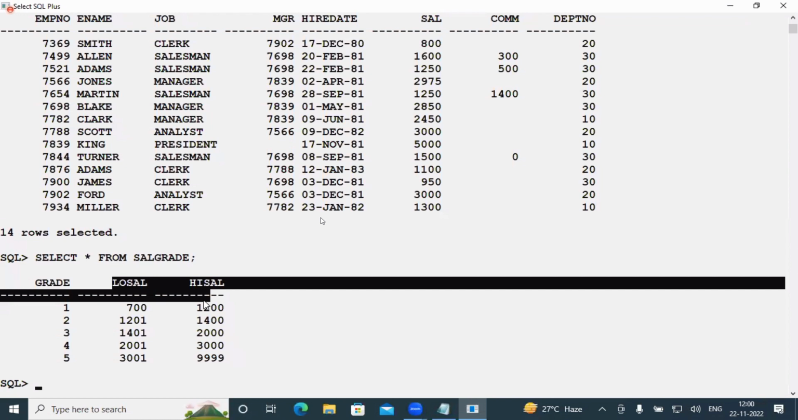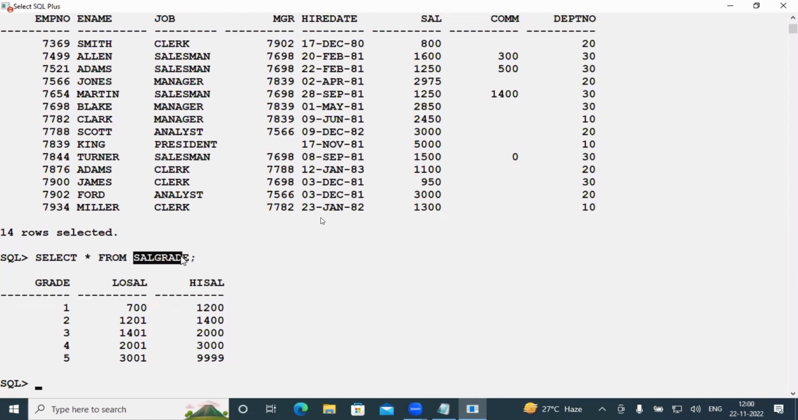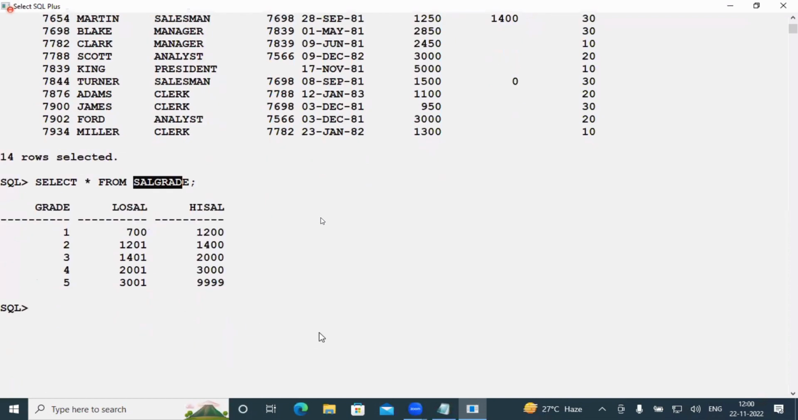Okay, so this is one more table. It is a default table I already sent to you. These are demo tables. I already uploaded the demo tables documentation. In that, this sal grade table is there.